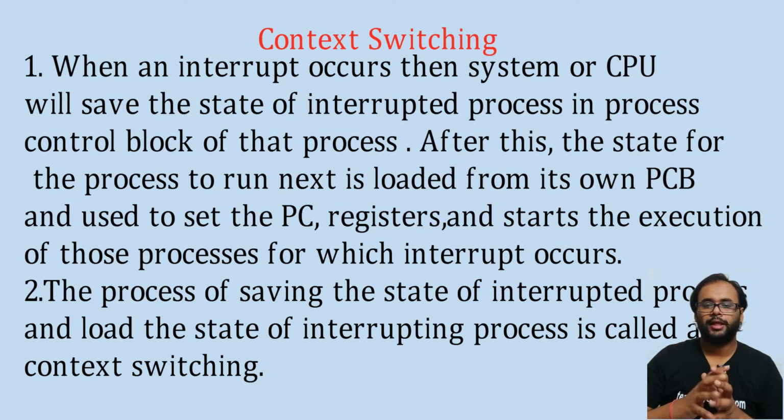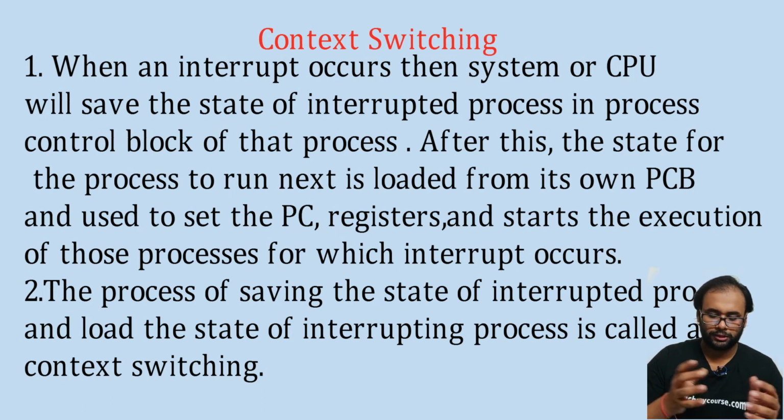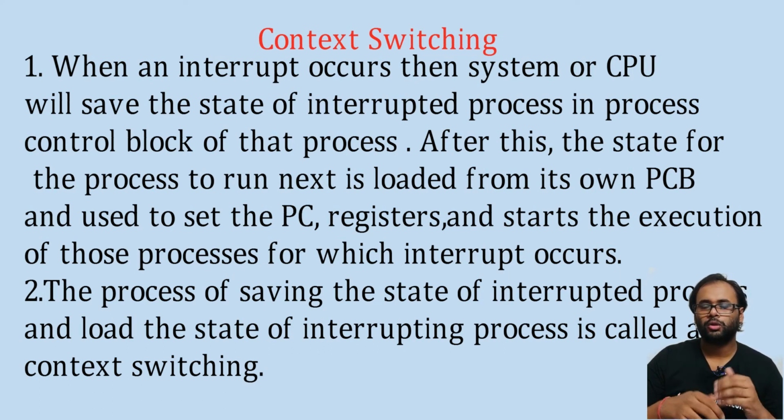So the state is firstly saved into the process control block of that process and then that state is being carried over to the registers. Where are the registers? They are with the microprocessors. So they are being stored in the registers. The process of saving the state of the interrupted process and loading the state of the interrupting process is called context switching. So when a process is interrupted, a new process comes. So this process of switching over the state is known as context switching.